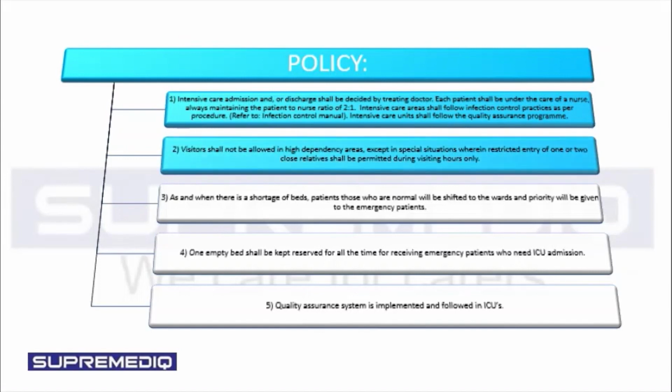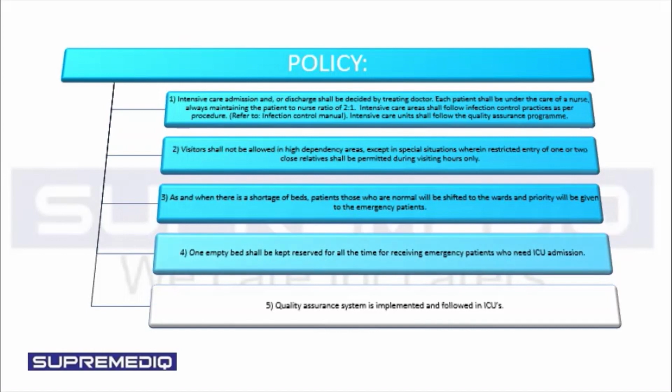2. Visitors shall not be allowed in high dependency areas, except in special situations wherein restricted entry of one or two close relatives shall be permitted during visiting hours only. 3. As and when there is a shortage of beds, patients who are normal will be shifted to the wards and priority will be given to the emergency patients. 4. One empty bed shall be kept reserved all the time for receiving emergency patients who need ICU admission. 5. Quality assurance system is implemented and followed in ICUs.